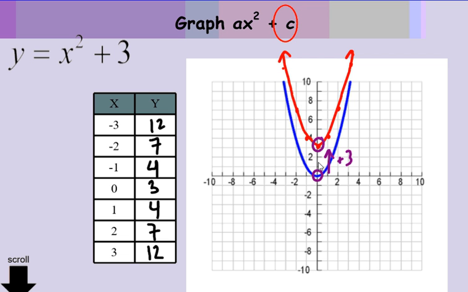If I actually pulled this red one down, can I do that? Yeah, I can. Look, you'll see it's the same steepness as the blue one. The only difference is it got moved up 3. And I added the 3. So what did this do to the graph? It moved it up 3.